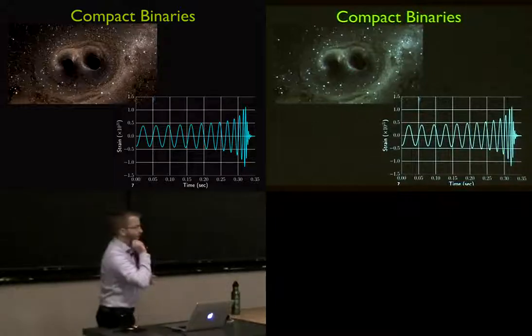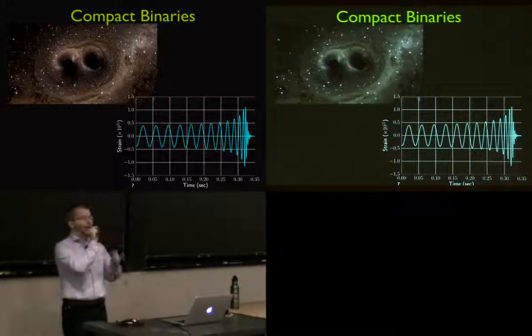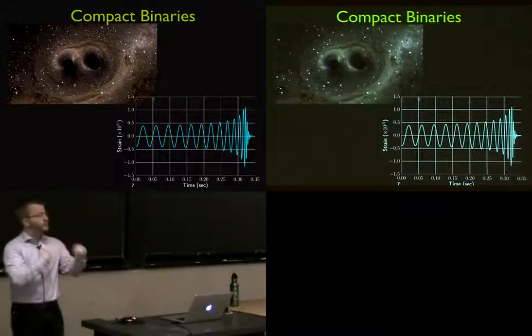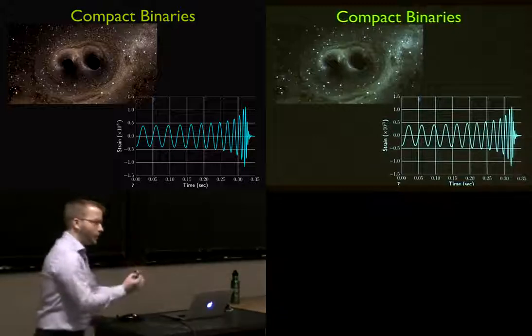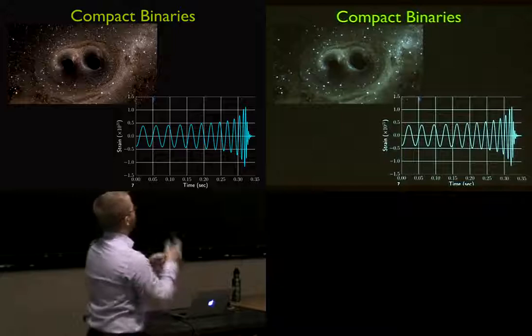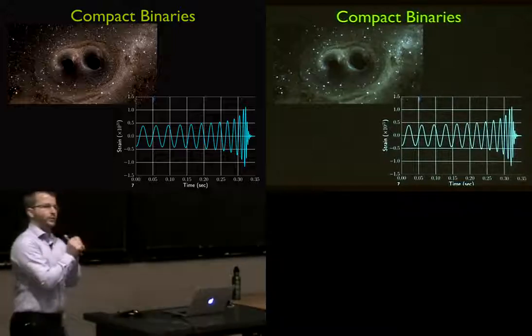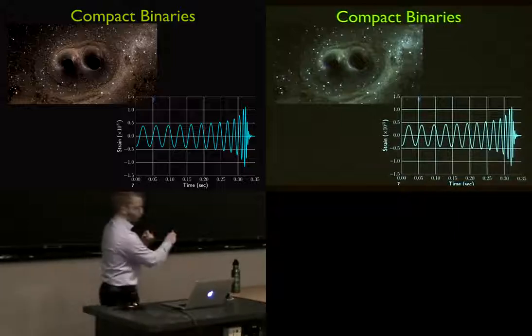It spends a long time at low frequencies and low amplitudes, and as the binary inspirals, it gets closer and closer together, which causes the frequency of the gravitational wave to go up. But as they get closer together, the distortions of space-time get greater, the amplitude goes up, and it goes faster and faster and faster until the two objects merge and form a final black hole that rings down. So that's that chirp signal.